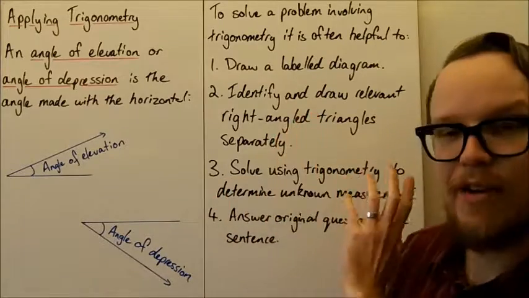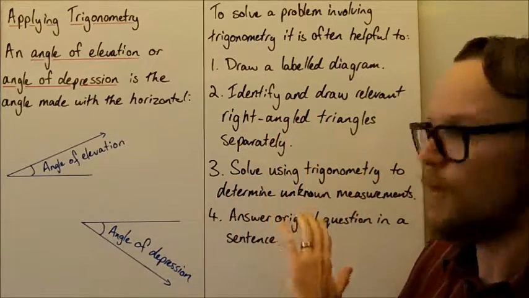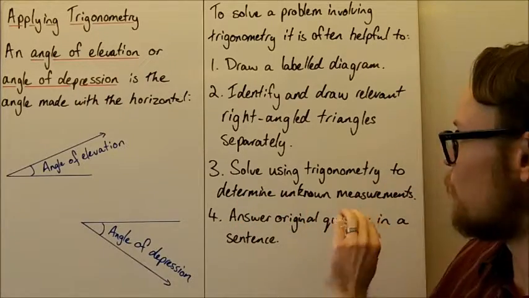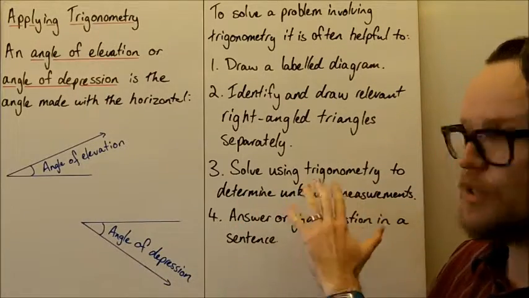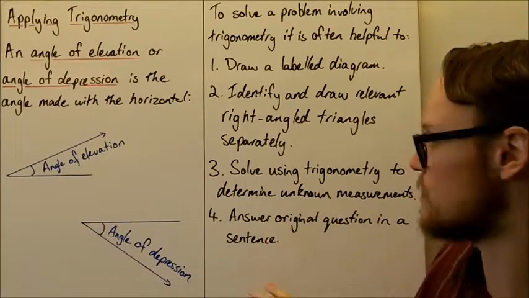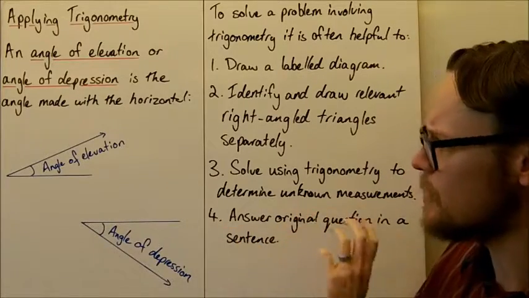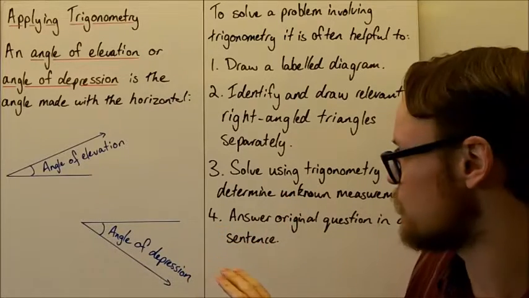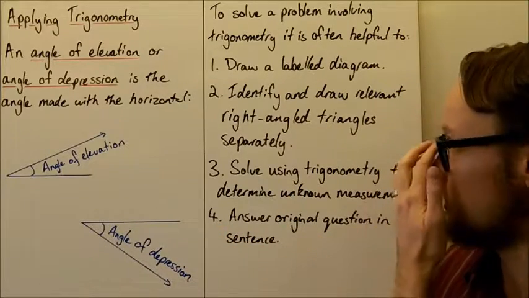Thirdly, once you've identified and drawn those right angle triangles, you can solve for any of the unknown measurements using the trigonometric ideas that we've discussed earlier, and then make sure that whatever the original question is, you answer that question in a sentence.